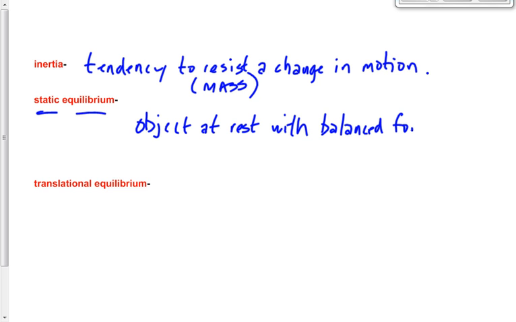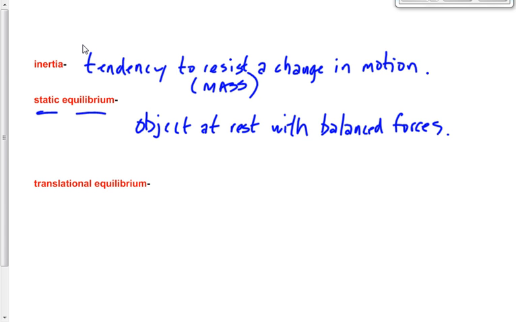What happens if you have an object at rest with balanced forces? What happens to that object? Right now, Olivia's desk is at rest. I'm going to push on Olivia's desk right now. It's not moving. There must be friction acting the other way. So I'm pushing to the right. Friction is pushing to the left. The desk isn't moving. What happens when that object is at rest and the forces of friction and my applied force balance each other? What happens to the desk?